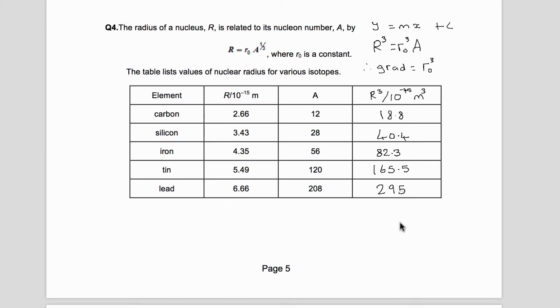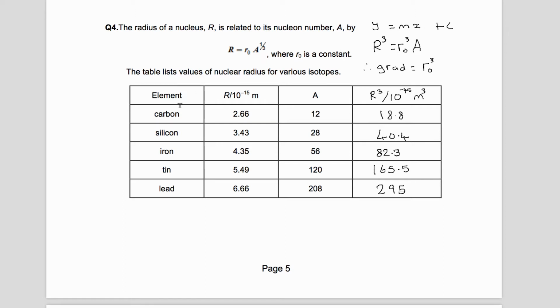Okay, so this is question number 4 of the nuclear physics homework booklet. In question number 4, we're basically looking at the nuclear radius. We're told that the radius of a nucleus, given the symbol big R, is related to the nucleon number by this equation here, where R0 is a constant, it's just some number.